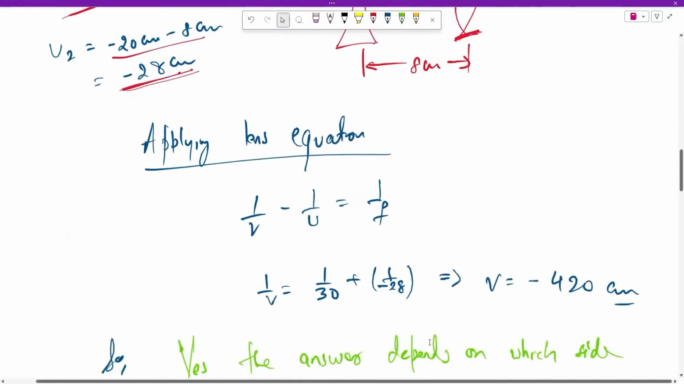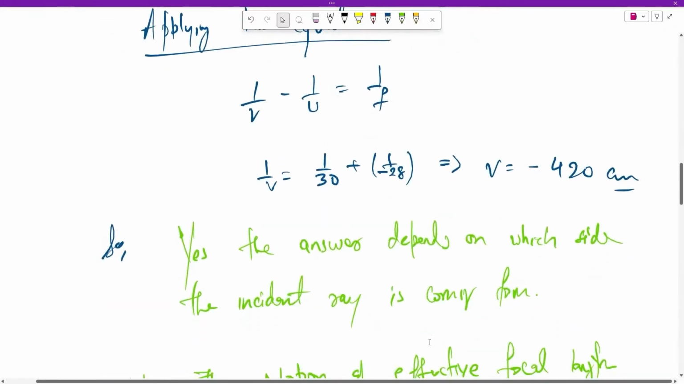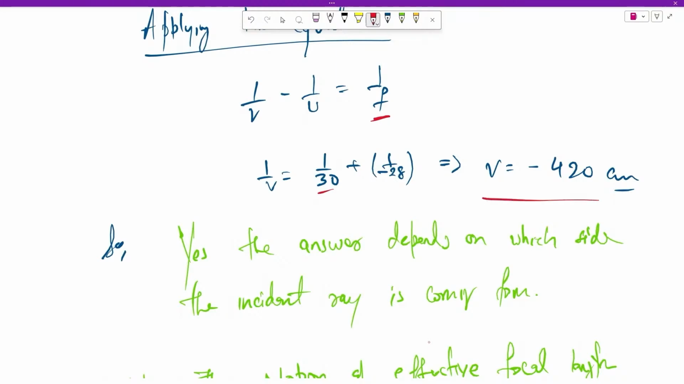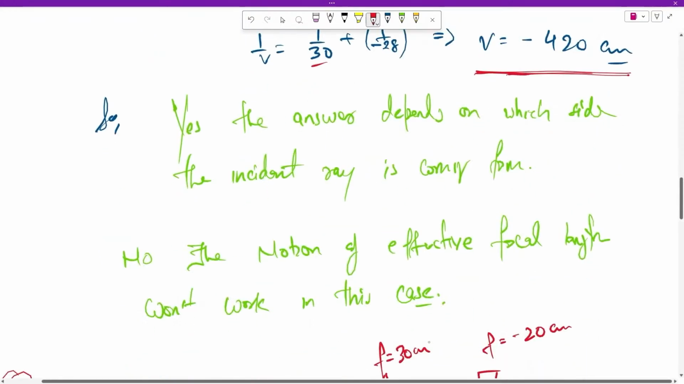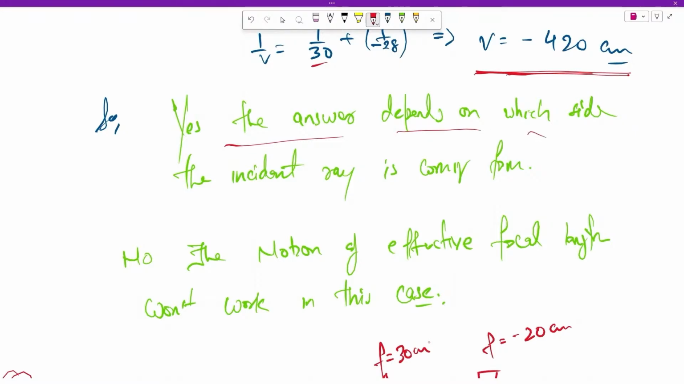So again applying the lens formula over here, we will get 1 by v equals 1 by f plus 1 by u, and we saw that 1 by u is equal to 1 by minus 28 centimeter, and since focal length is positive for the convex lens, it will be 1 by 30. Calculating this, we will get a value of v as minus 420 centimeter. Now we can comment that seeing these results, v changed from the previous case of 220 centimeters, so we can say that yes, the answer depends on which side the incident ray is coming from, because v has changed, or the final image distance has changed.